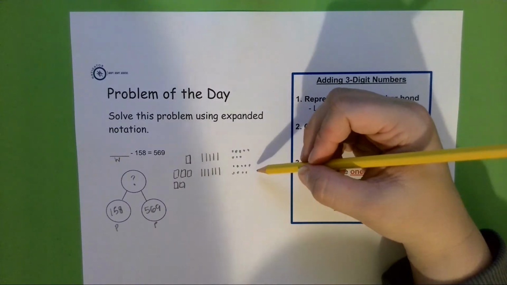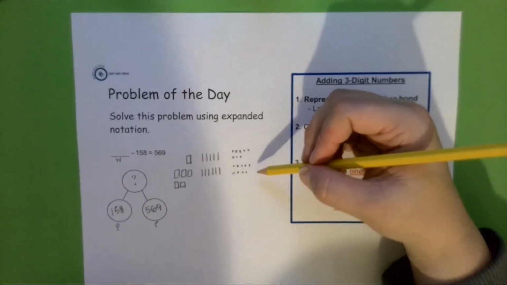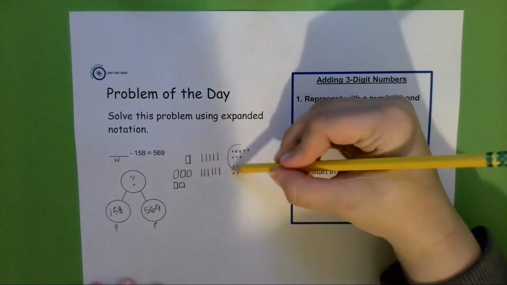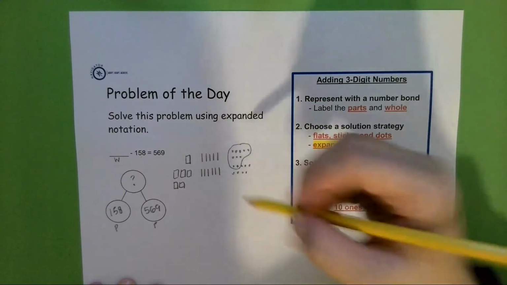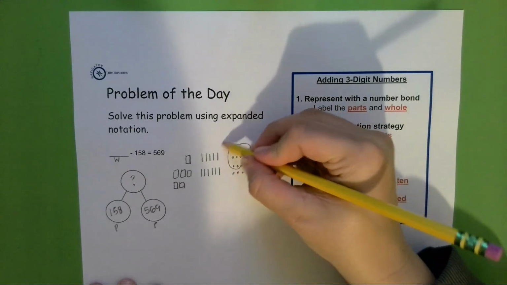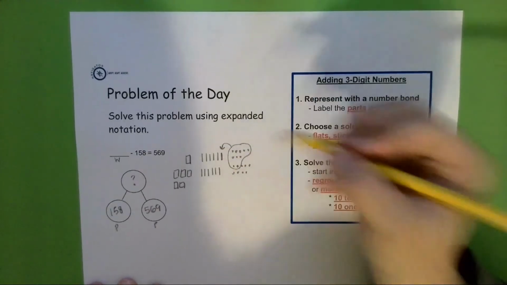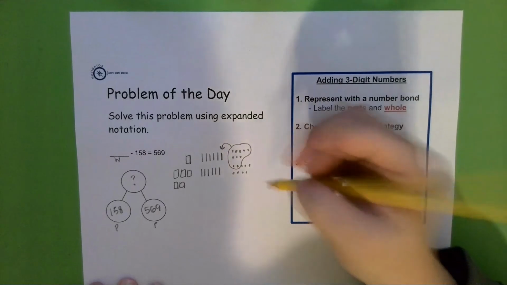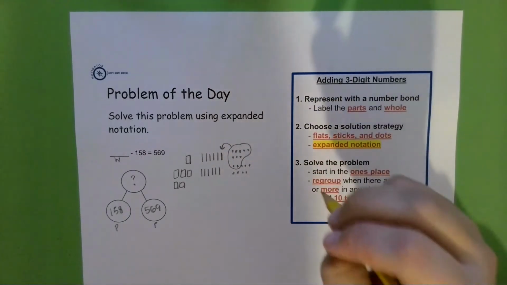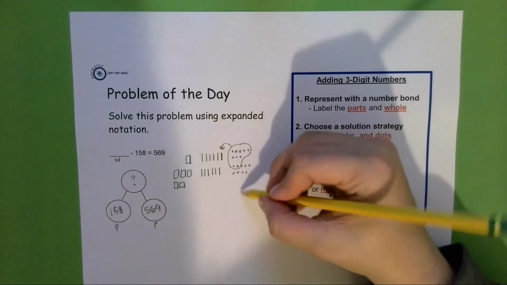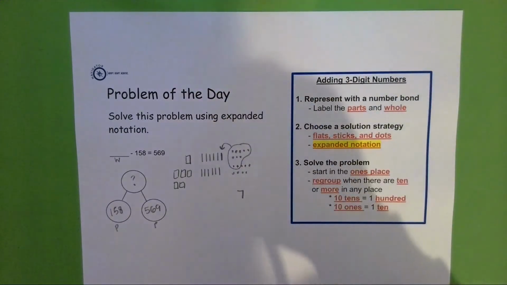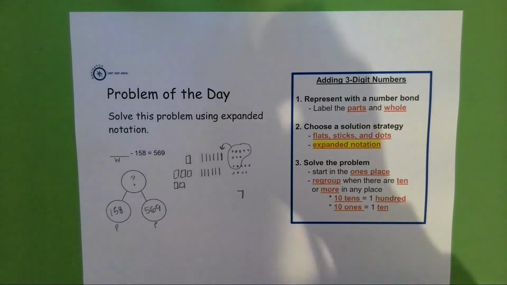I bet you said that we need to regroup 10 ones into a 10 by circling 10 ones and drawing a new stick in the tens place because we had more than 9 ones. Nice work. How many ones do we have left? Say it out loud. Right, 7. Now let's count the tens.